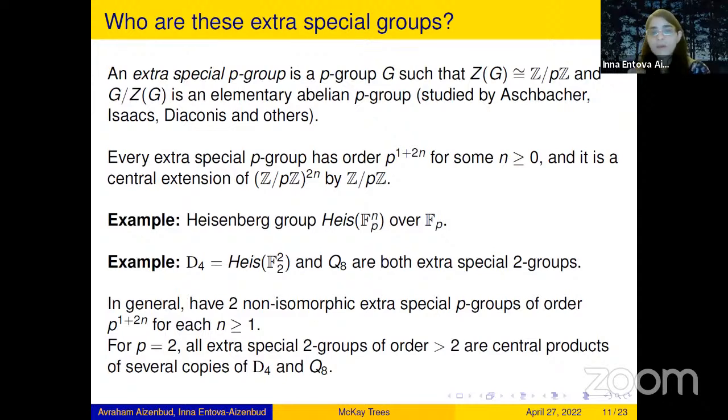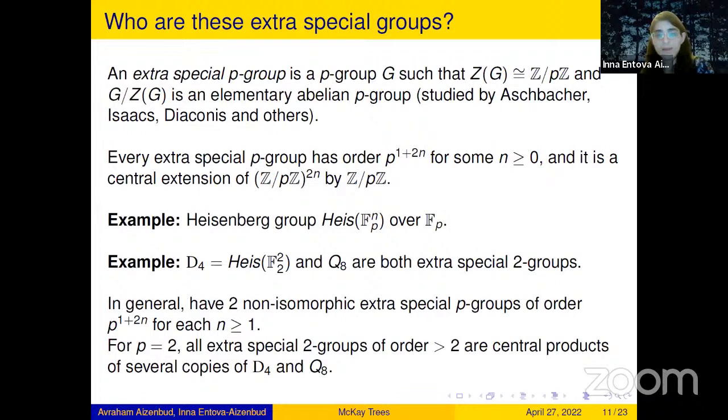Namely, we can say the following. First of all, every such extraspecial p-group has order p to some odd integer. And in general, for every size we fix, so for every p and every power p to the 1 plus 2n, there are exactly 2 non-isomorphic extraspecial p-groups whenever n is greater or equal than 1. So what are the examples of these groups? Well, first of all, we have, of course, the cyclic group on p letters itself. This is what we get for n equals 0.